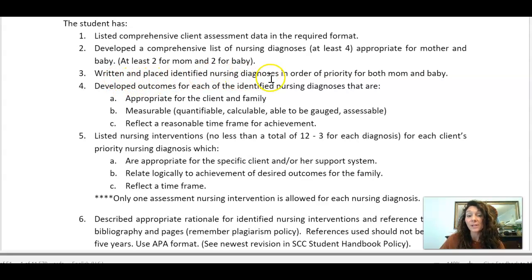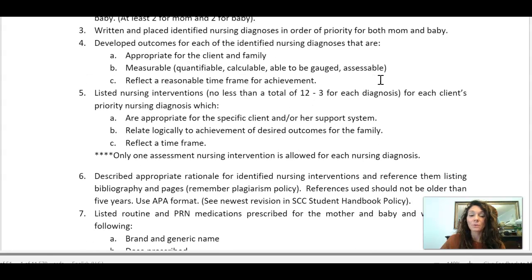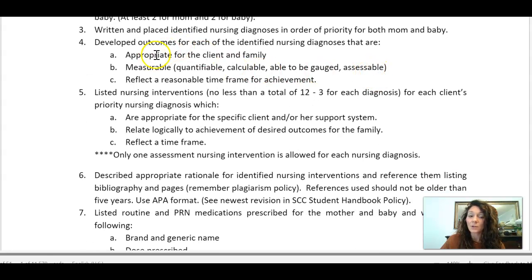You have to put your diagnoses in order of priority. That's no shock to any of you, I hope, by now. Also, you're going to develop outcomes for each of those diagnoses that are appropriate. They have to be measurable, quantifiable, calculable. They have to be able to be gauged, accessible. Think about all those things when you are writing your outcomes, okay? And make sure that you are reflecting a reasonable time frame for your patients to accomplish those outcomes, okay?